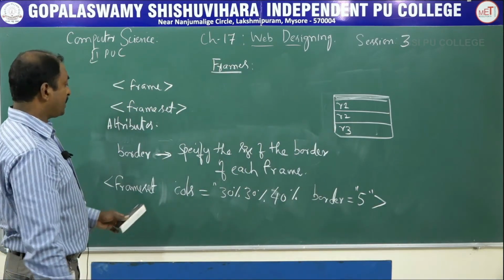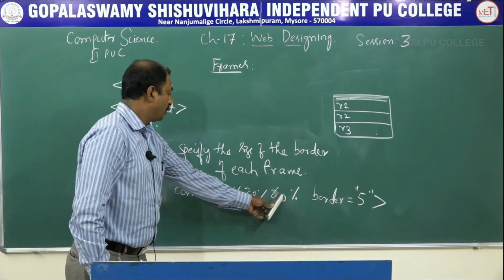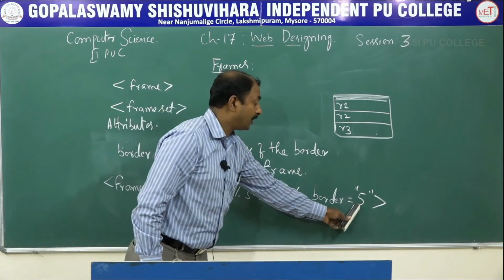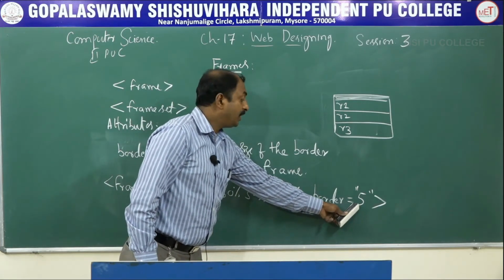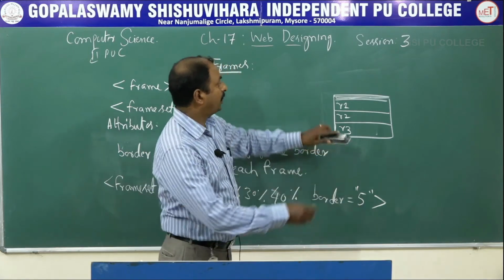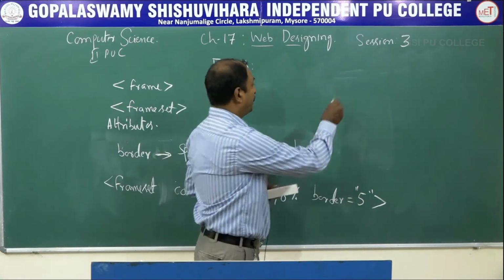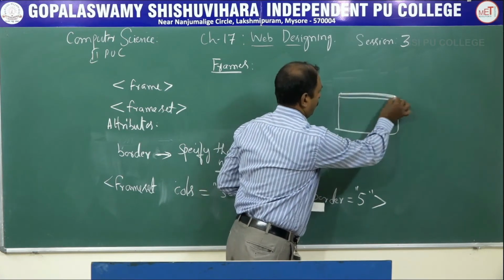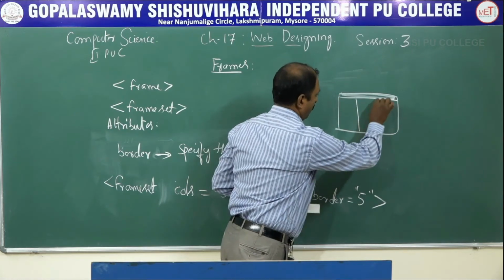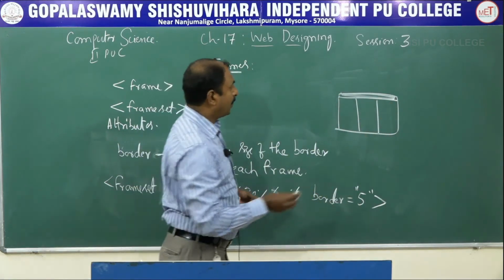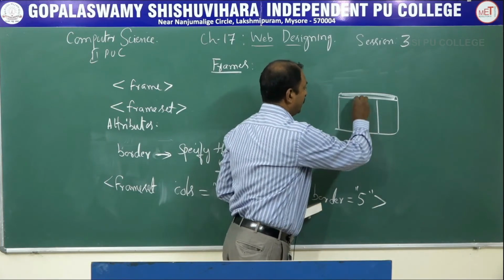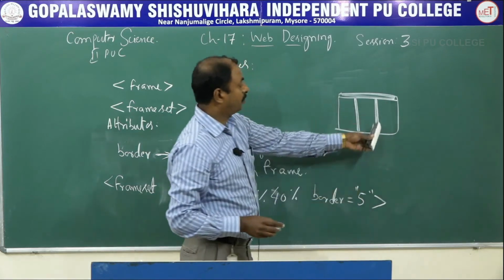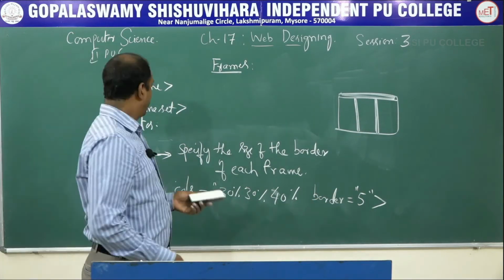The meaning is we are dividing this column into three columns, and the border of each frame is 5. So here in this example, as we have mentioned as a column, what is the border here? Border is this one. So this is the border size, approximately size 5. So we are talking about the border attribute.